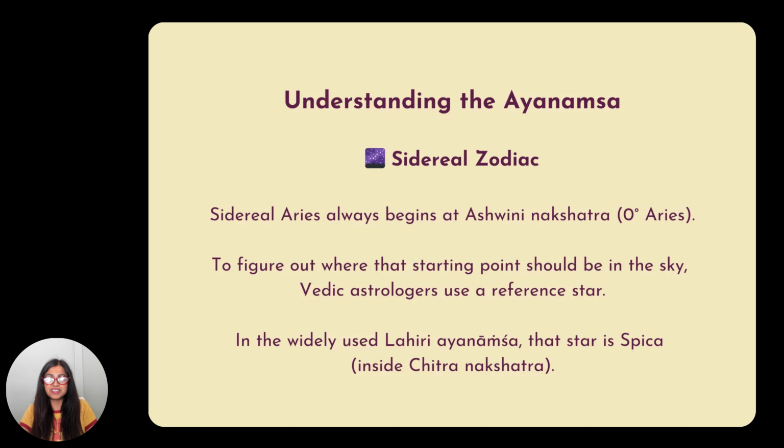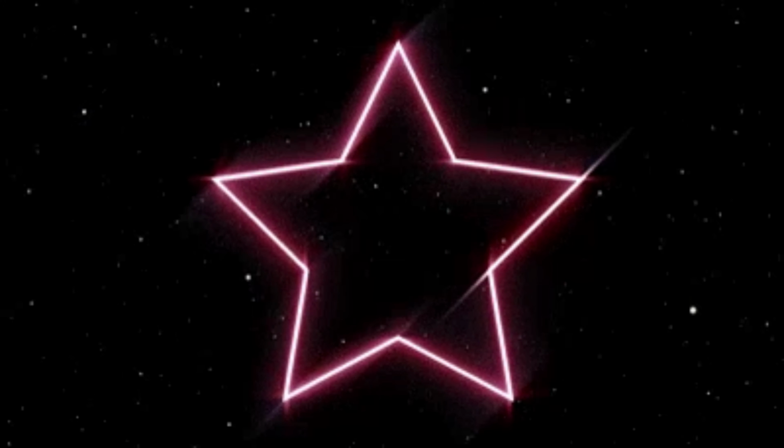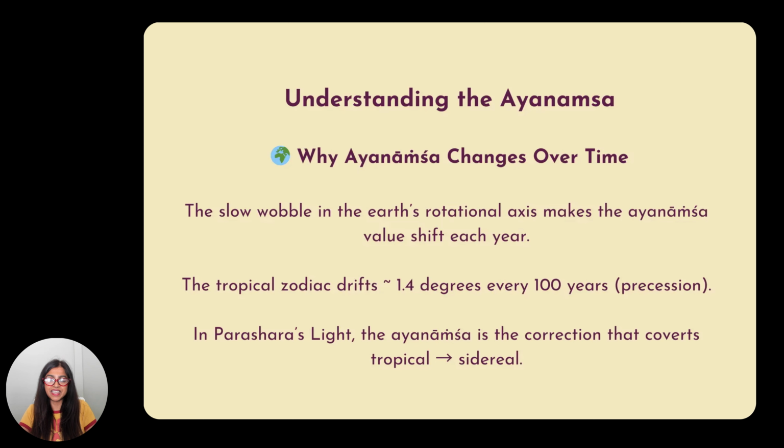This is in contrast to the sidereal zodiac, which ties its 0 degrees point to a fixed star position in the sky. Because of the precession of the equinoxes, which is a slow wobble in the Earth's rotational axis, the tropical zodiac gradually shifts relative to the stars by about 1.4 degrees every 100 years. And this causes the Ayanamsa value to change slightly each year.